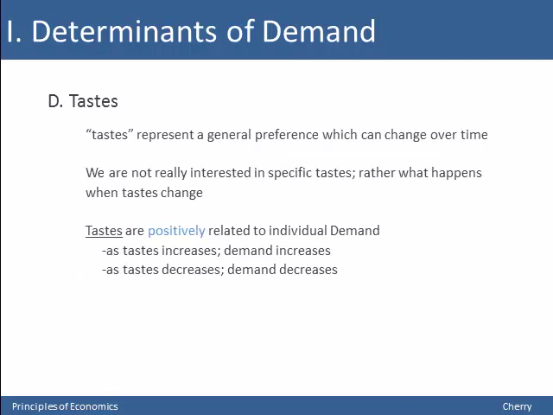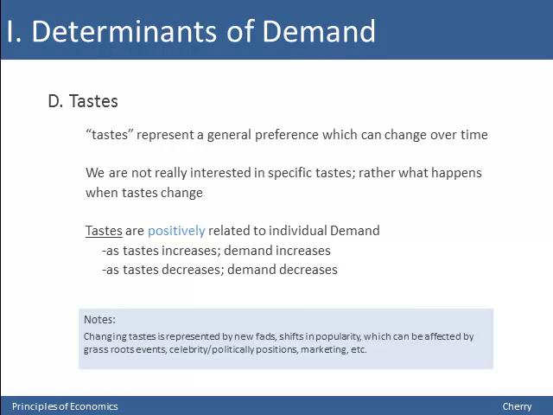So the fourth determinant we're going to look at is tastes. Taste is a little bit more fuzzy than the other determinants, and it just represents a general preference, which can change over time. As economists, we're not really interested in taste per se. We're more interested in what happens when tastes do change. If you have an increased taste for a particular good, then that would increase your demand. So tastes are positively related to demand. Things become more or less popular. So tastes are positively related to individual demand.